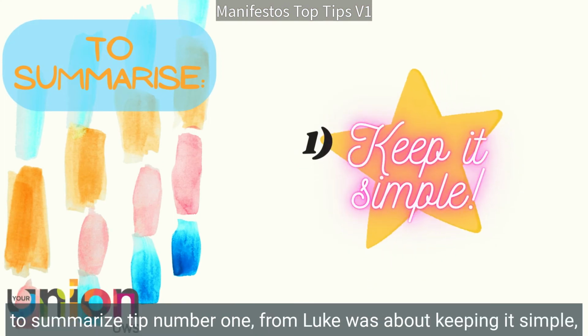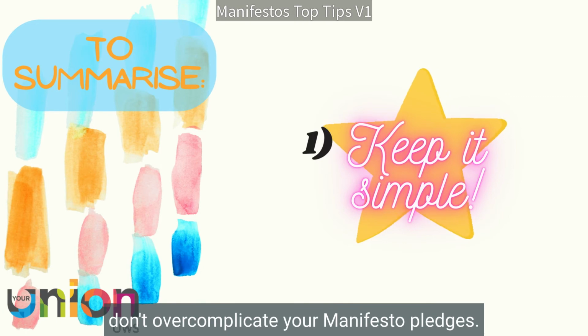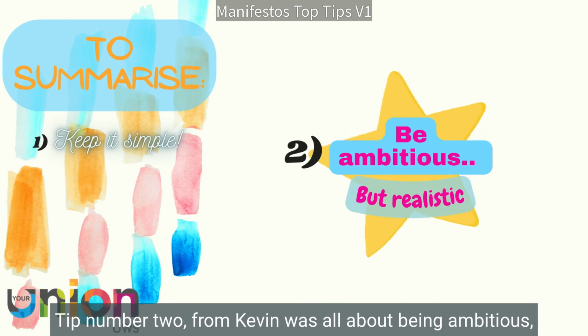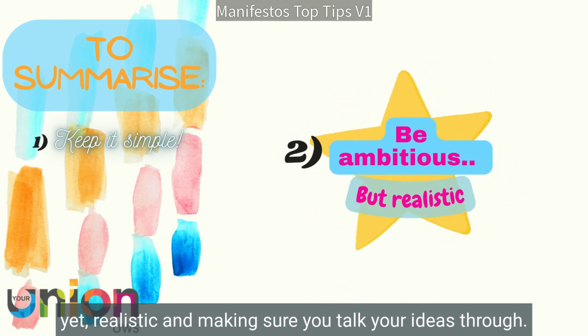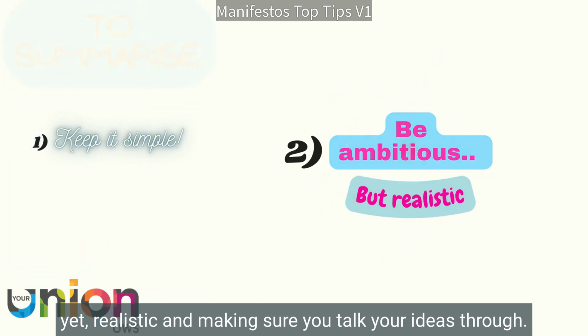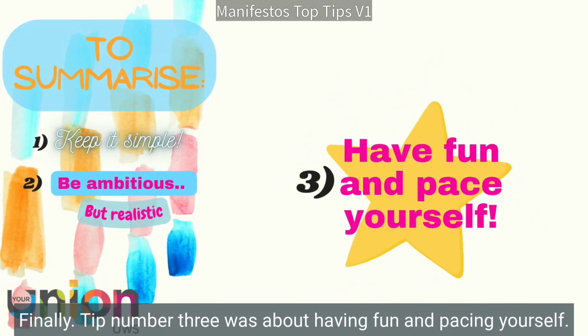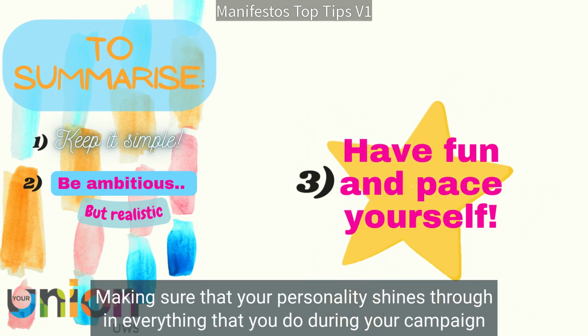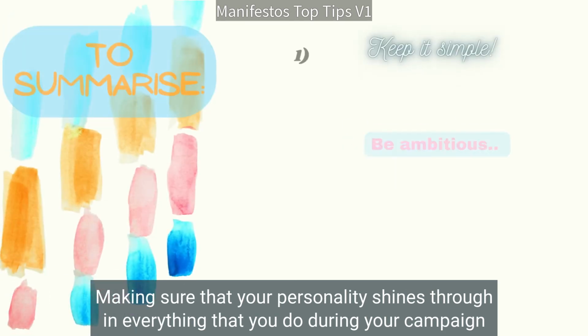So to summarise, tip number 1 from Luke was about keeping it simple. Don't overcomplicate your manifesto pledges. Stick to 3 or 4 key ideas. Tip number 2 from Kevin was all about being ambitious yet realistic and making sure you talk your ideas through. Finally, tip number 3 was about having fun and pacing yourself, making sure that your personality shines through in everything that you do during your campaign.